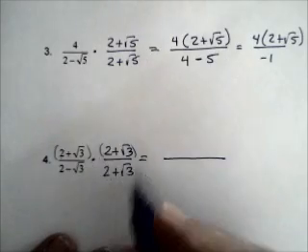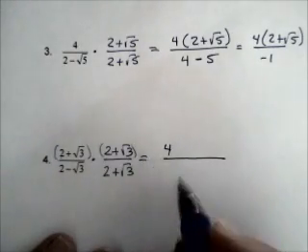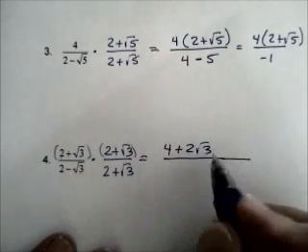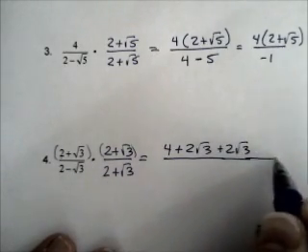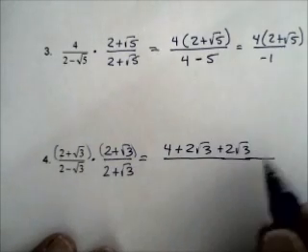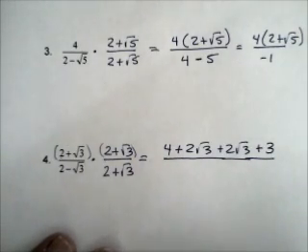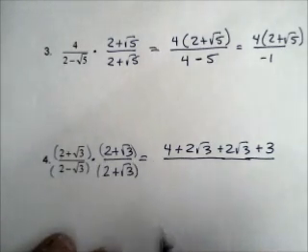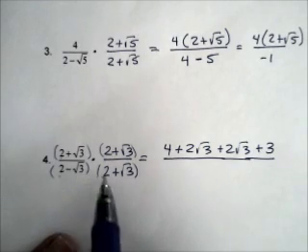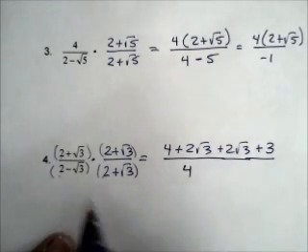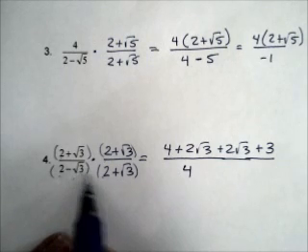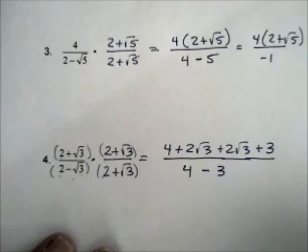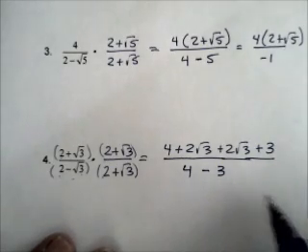First terms, 2 times 2 is 4. Outside, 2 times square root of 3 is 2 square root of 3. Inside, square root of 3 times 2 is 2 square root of 3. And last, square root of 3 times square root of 3 is 3. Denominator, since they're conjugates, the end result would be the product of the first terms, 2 times 2, 4. And the product of the last terms, negative square root of 3 times positive square root of 3 is negative 3. 4 minus 3 is 1.